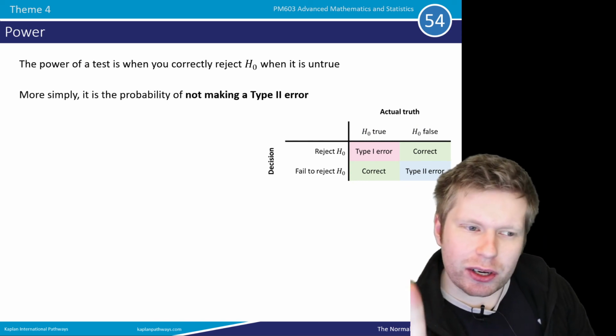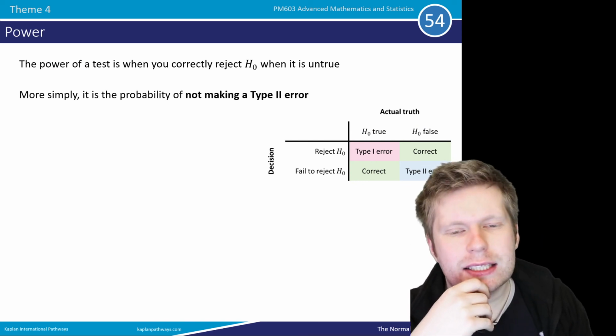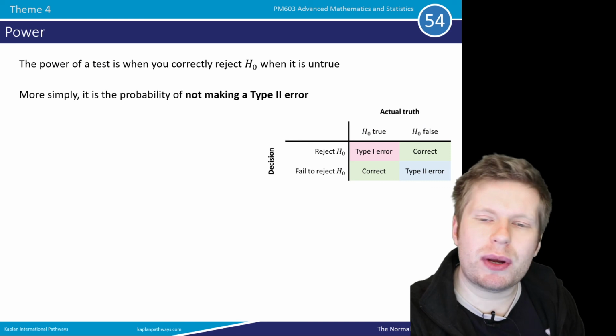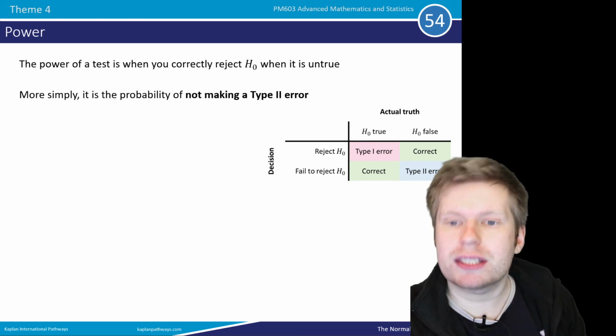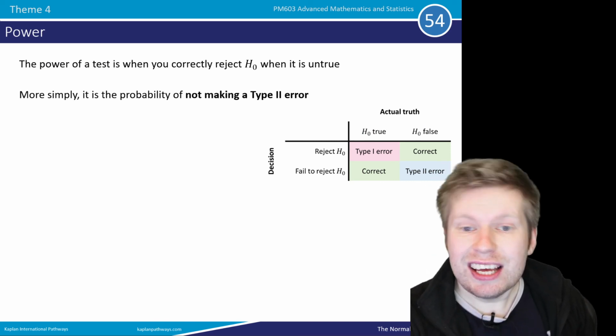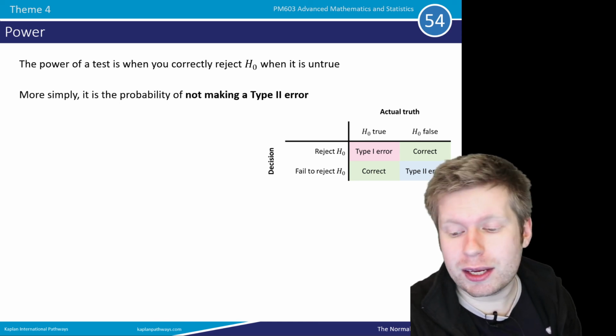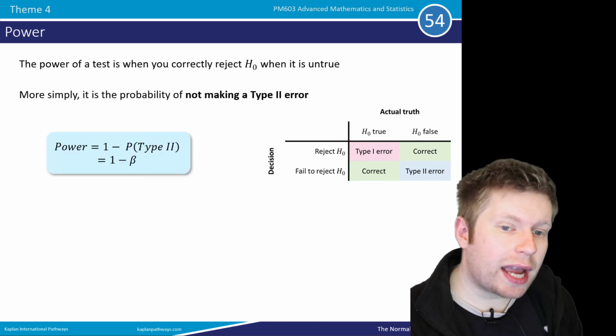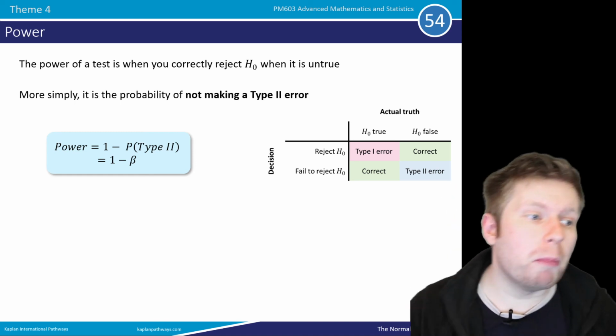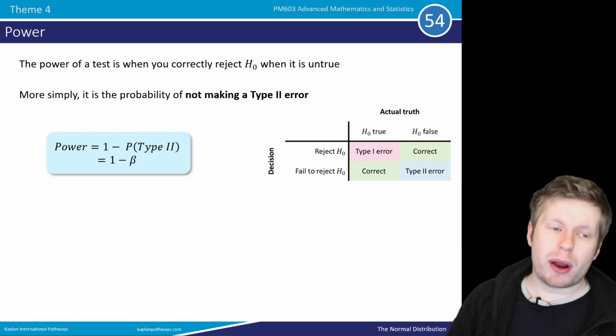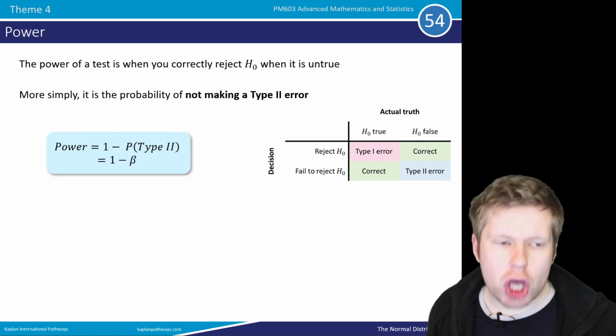So I'm just going to quickly talk about the power of a test, okay? Because the power of a test is basically when you correctly reject the null hypothesis when actually it's untrue, okay? So in other words, it's just the probability of not making a type 2 error. To work out power, it's just 1 minus the probability of a type 2 error. So just be aware of these terms out there.